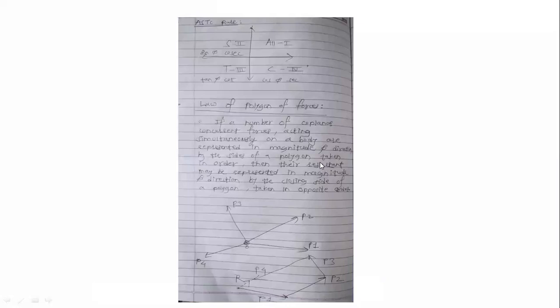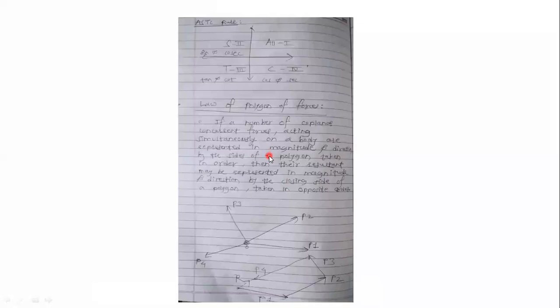Okay. Now the third law is the law of polygon of forces, and that law is also similar to the previous two laws. Now, what is the statement of this law? If a number of coplanar concurrent forces acting simultaneously on a body are represented in magnitude and direction by the sides of a polygon taken in order, then their resultant may be represented in magnitude and direction by the closing side of the polygon taken in opposite order.